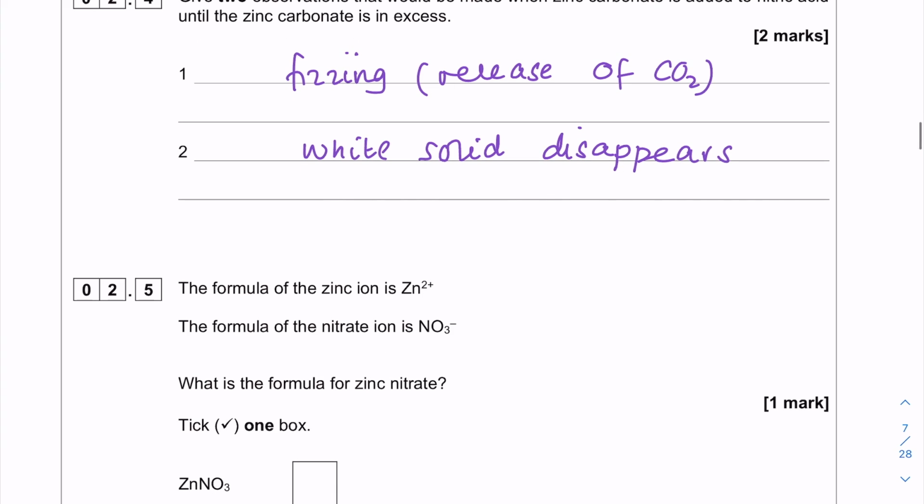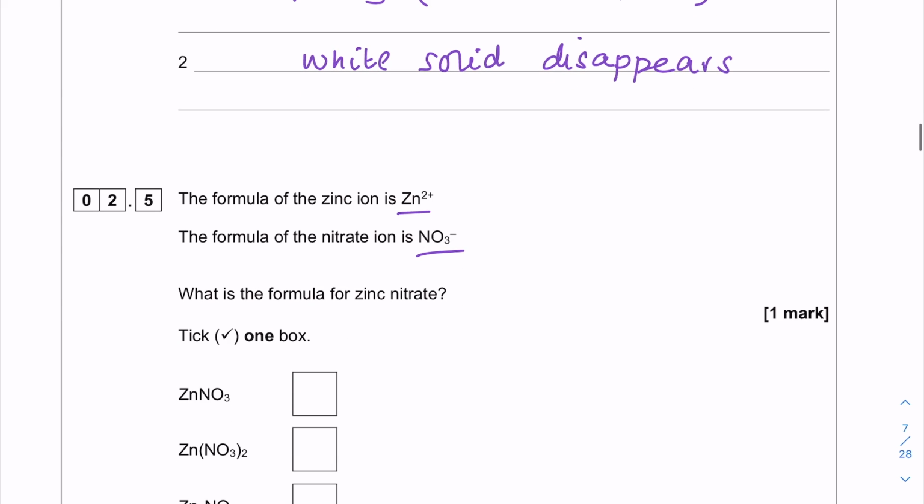The formula of the zinc ion is Zn2+. The formula of the nitrate ion is NO3-. What is the formula of zinc nitrate? Several ways to do this.